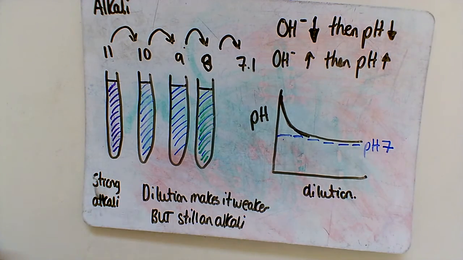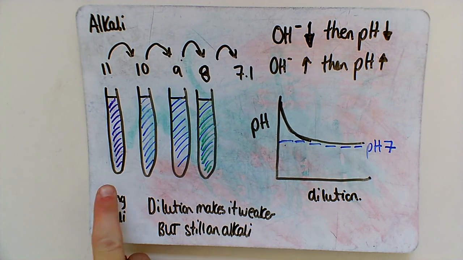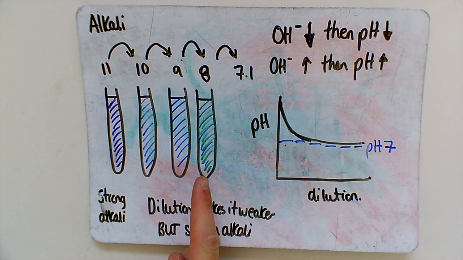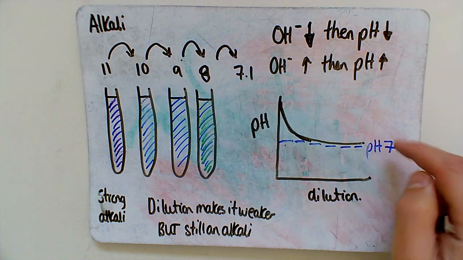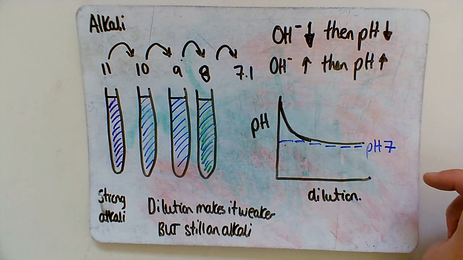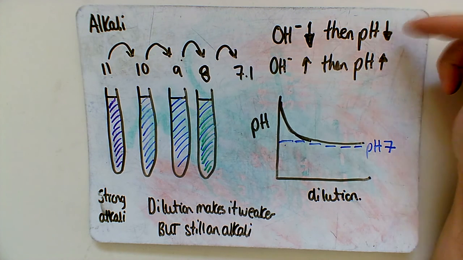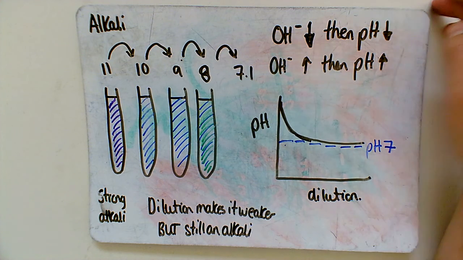For an alkali, again, this time the pH goes down as we do dilution. And that's because dilution makes it weaker, it's still an alkali, which means that our pH can drop, but it can never go below 7. And that's because as the hydroxide ion concentration decreases, pH decreases.